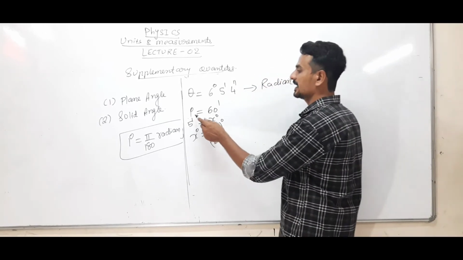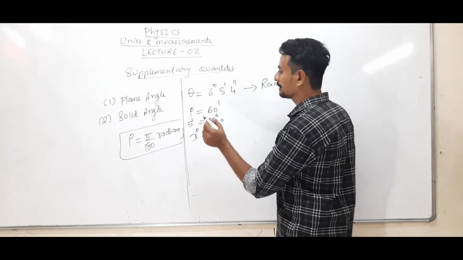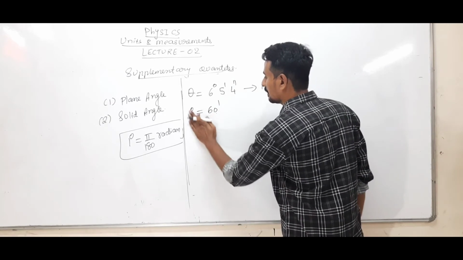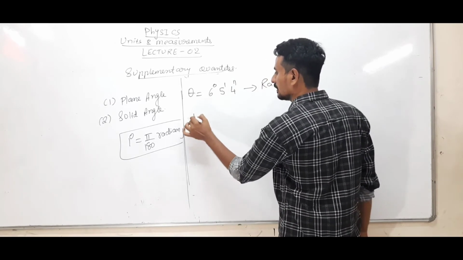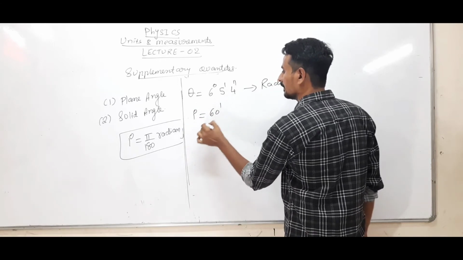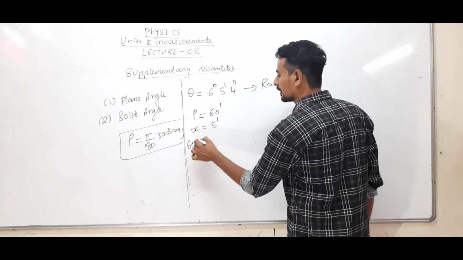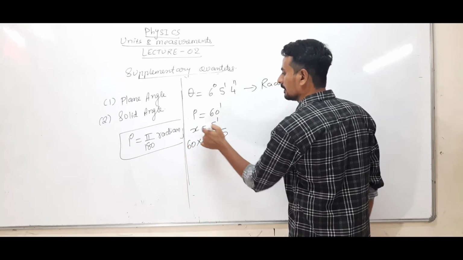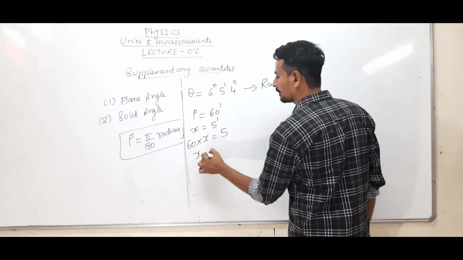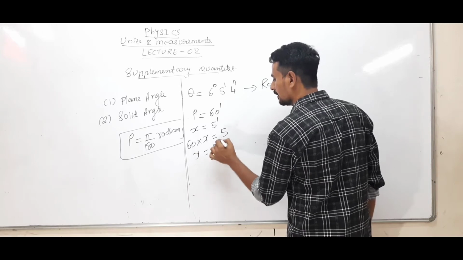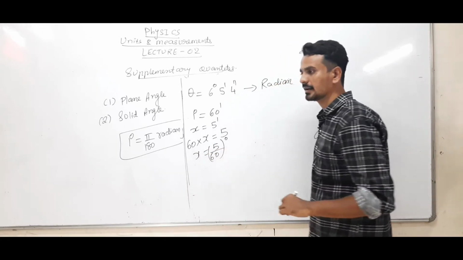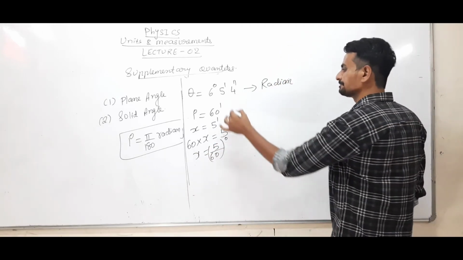Clear? So 1 degree is 60 minutes. Okay, I made a mistake. Yes, 1 degree is 60 minutes. So 5 minutes means how many degrees? So, no, it was right. 60 into x equals 5, so x equals 5 by 60. This is again in degree.